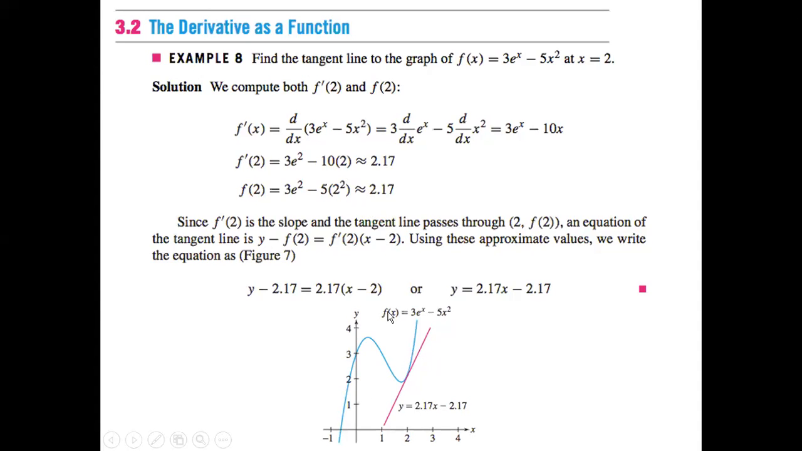But even though f of x and its derivative had roughly the same value at x equals 2, they're very different functions. So here's the graph of f of x, and here's a graph of the tangent line using point slope formula, going through the point 2, 2.17. So that's how you would do that problem. You calculate the derivative, plug in the value to get the slope of the tangent line, then plug into the original function to get the point, then use point slope formula.